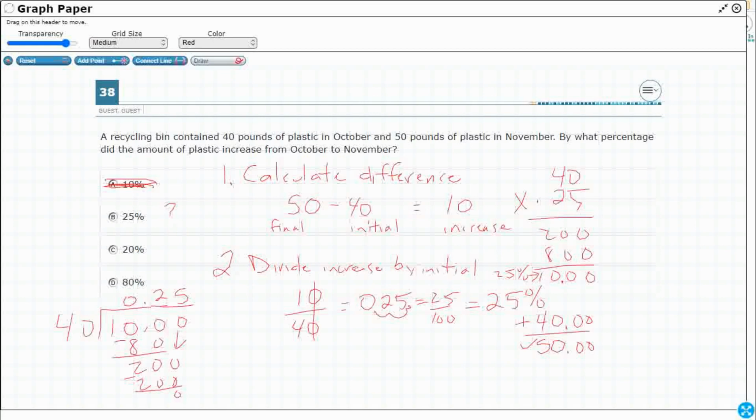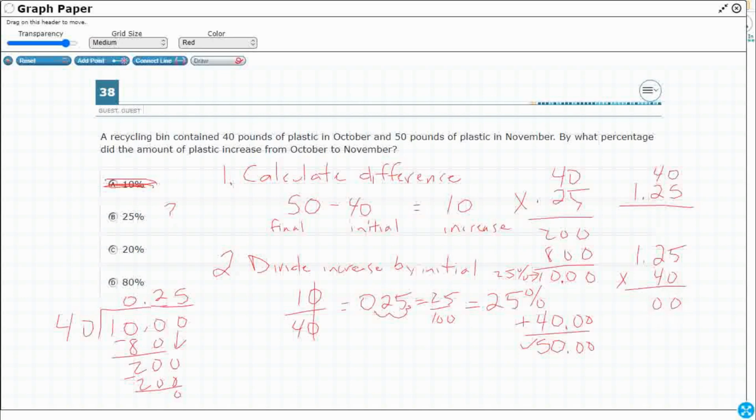Now, here's a trick. If you don't want to do the addition at the end, instead of multiplying by just the percent increase, you actually multiply by the percent increase plus 1. So if you multiply 40 times 1.25, and we'll actually flip that because it's easier to do a 3 by 2 than a 2 by 3. Watch what ends up happening. That one whole actually keeps the 40, and the 0.25 just gets you the percent increase.